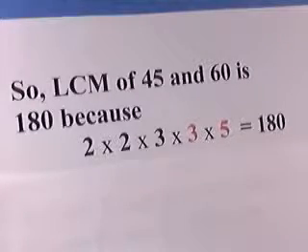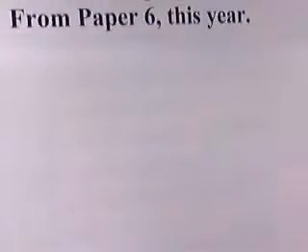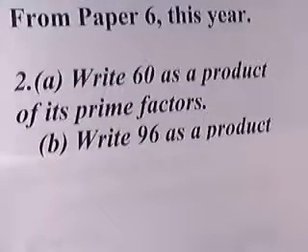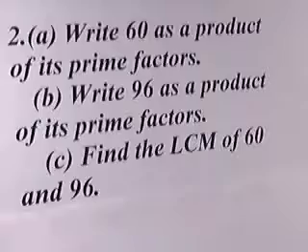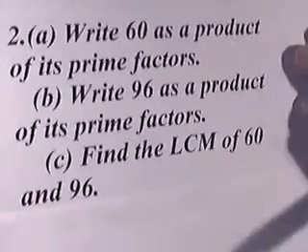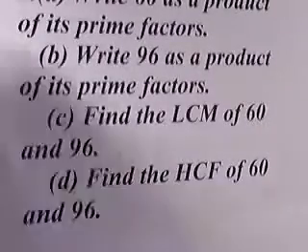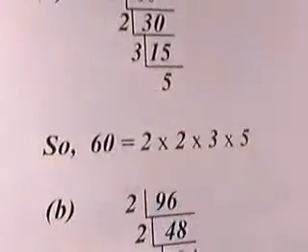Now, I promised you that we would look at the GCSE question that occurred this year, and here it is. This was question 2 from paper 6. It was on the edXL paper, and here's a summary of the question. It was to write 60 as a product of its prime factors, then write 96 as a product of its prime factors, then to find the lowest common multiple of 60 and 96, and then to find the highest common factor of 60 and 96. Very straightforward question, and by the way, worth 7 marks.